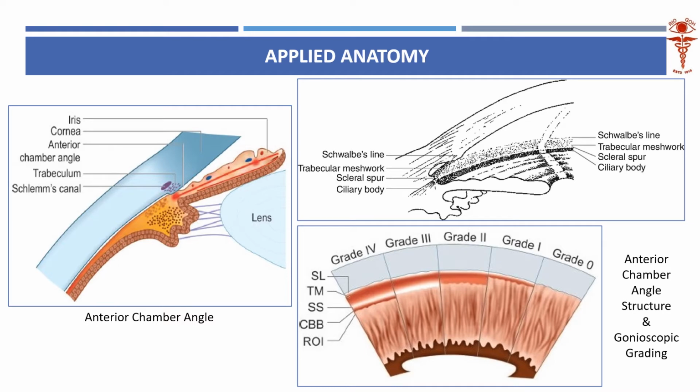Only the Schwalbe's line is seen. That is grade 1. Grade 0 is nothing is seen. You don't see any structure. Then it is as good as closed only. The angle is closed. You are not seeing any structure.